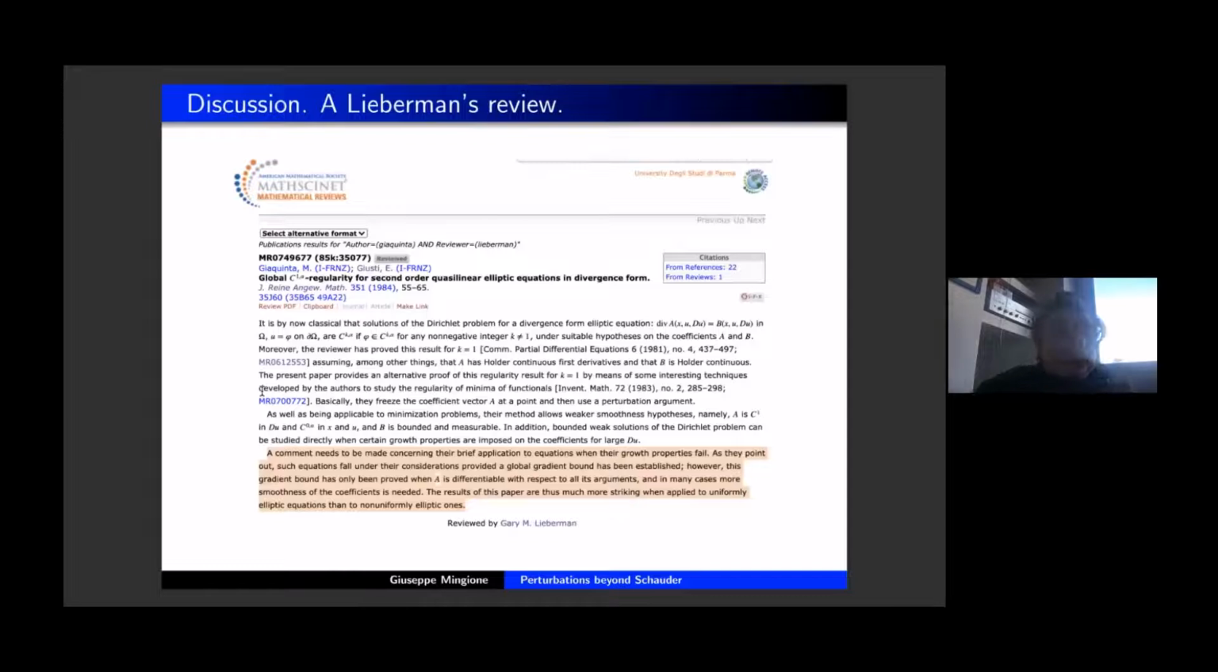As I told you, these are classical problems. They have been debated for some while. For instance, this is the classical paper of Giaquinta and Giusti, where they proved the nonlinear Schauder theory when p is equal to 2 in the uniformly elliptic case. And in fact, the reviewer, Gary Lieberman, comments that while these techniques work in the uniformly elliptic case, they do not work in the non-uniformly elliptic case.